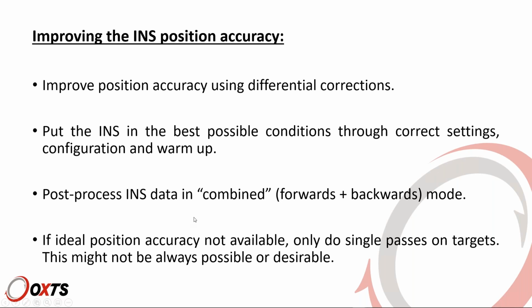If you really cannot get high position accuracy, you don't have availability of differential corrections and so on, then definitely try to do just single passes. Because as we've seen in SPS mode, more scans of the same objects will not perfectly overlap. Obviously, having single passes will not be always possible or always desirable. So if you have to do multiple passes, having high position accuracy is absolutely fundamental.